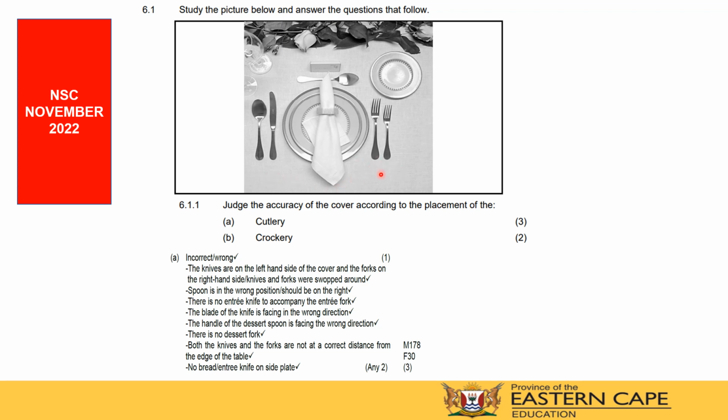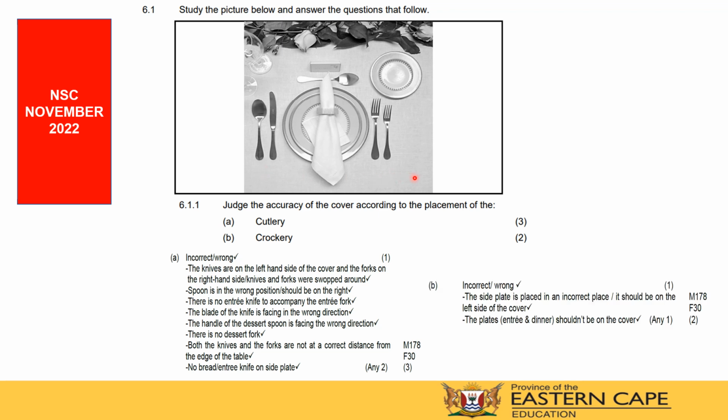So in other words, they've been swapped around. We know that the forks must be on the left and the knife must be on the right for 1 mark. You can also add that the spoon is also in the wrong position. It should be on the right. You can also add that there is no entree knife to accompany the entree fork. Now, remember that this knife is for the main course fork. That means that this fork should be accompanied by its own knife, and the entree or salad fork is missing from there.